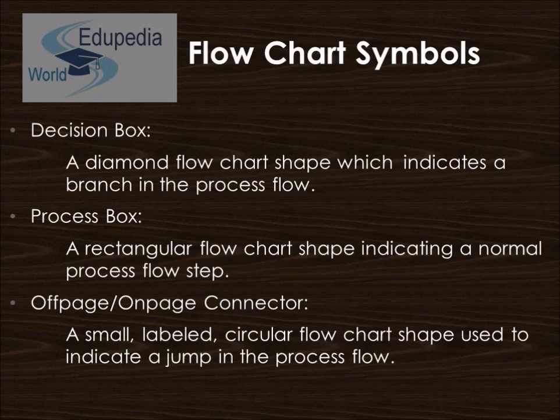Then comes the off page or on page connector. It is a small labeled circular flowchart shape used to indicate a jump in the process flow. Both off page or on page connectors usually are labeled by this circle shape. It simply is used to represent an iterative process or a loop, which will have more than one arrow coming to it, but only one going out of it.